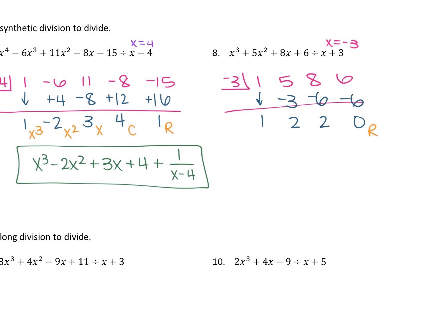However, to the left of that 2 is your constant. To the left of that, 2 gets an x, and the 1 gets x squared. So your answer for this one is just x squared plus 2x plus 2.